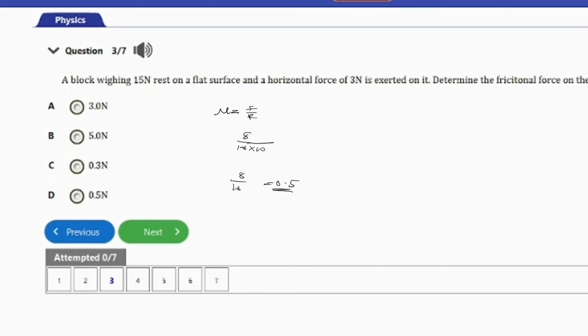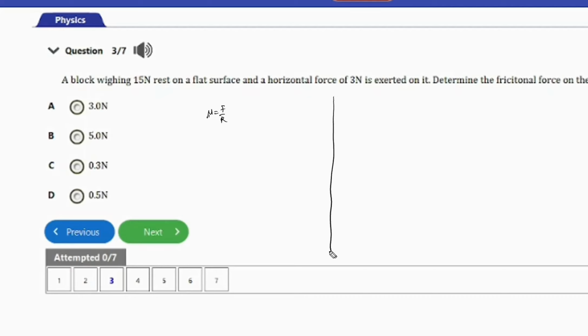The next question we have here is question number 3. It says, a block weighing 15 Newton rests on a flat surface and a horizontal force of 3 Newton is exerted on it. Determine the frictional force on the block. In order for us to determine the frictional force, we'll first of all find the coefficient of friction here, which is the frictional force over the reacting force, or let's say the force in action over the weight of the object.